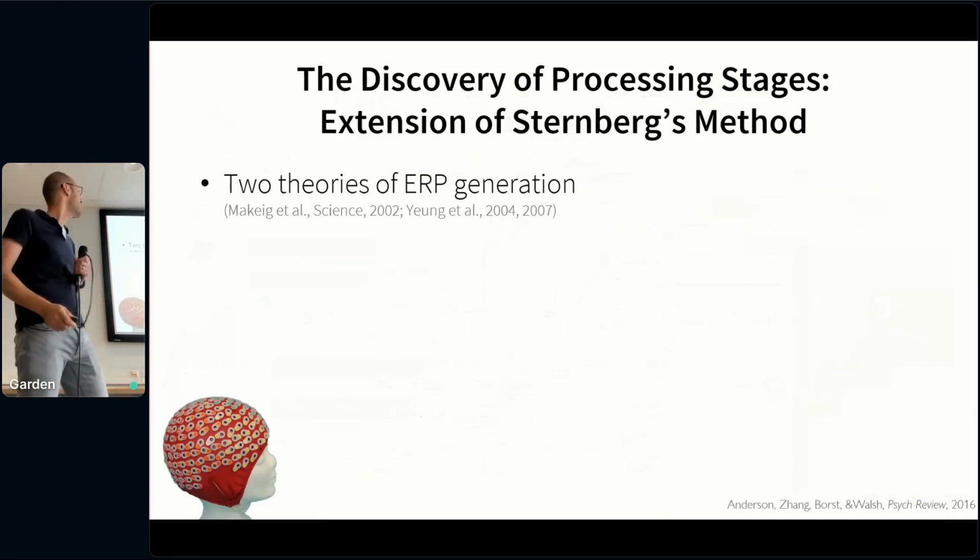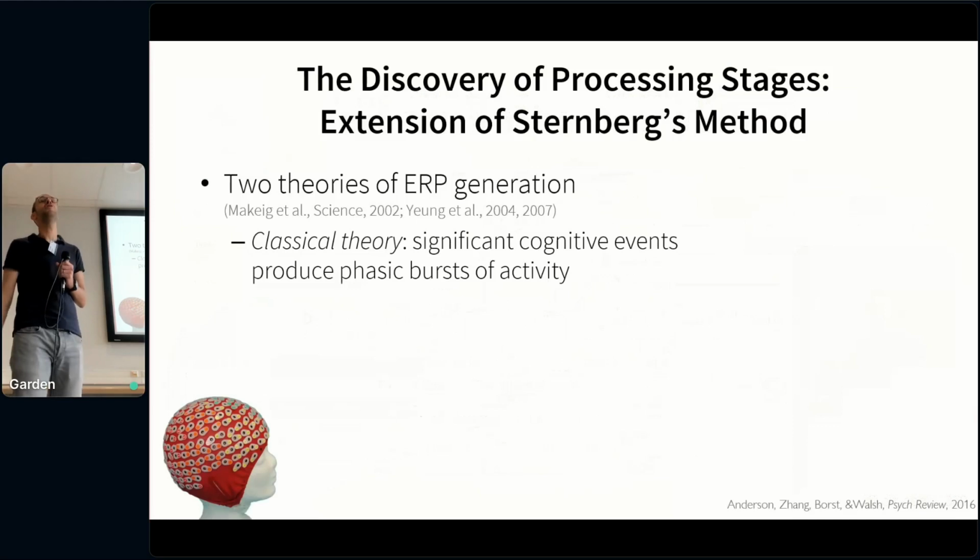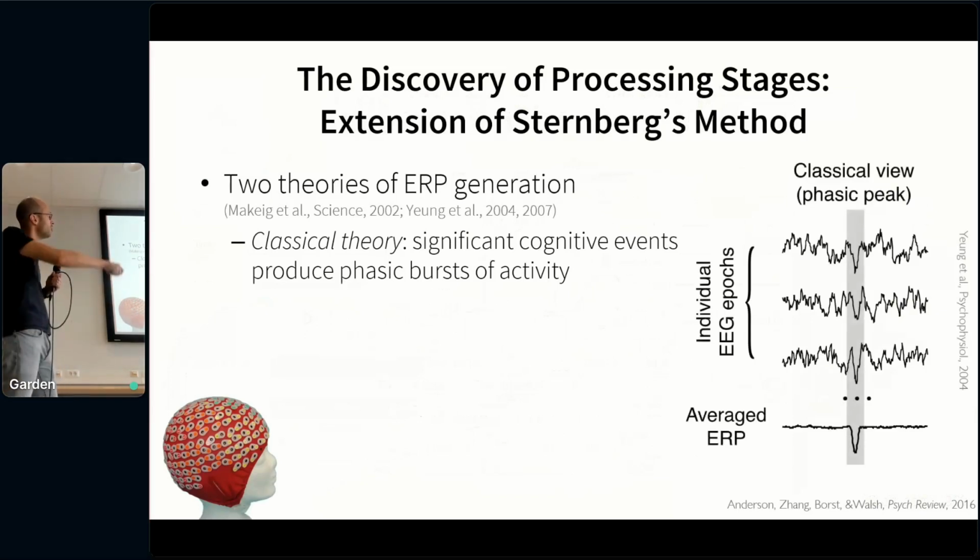The first theory, that's called the classical theory, says that every time there is a significant cognitive event, we get a phasic burst of activity in the EEG. So we have ongoing oscillations, something happens, and we get this phasic peak, in this case a negative peak in the gray bar. So these are individual epochs. We do the ERP, the ongoing oscillations will average out to 0, and we get our nice ERP event. It's just very precise, actually, in this example.